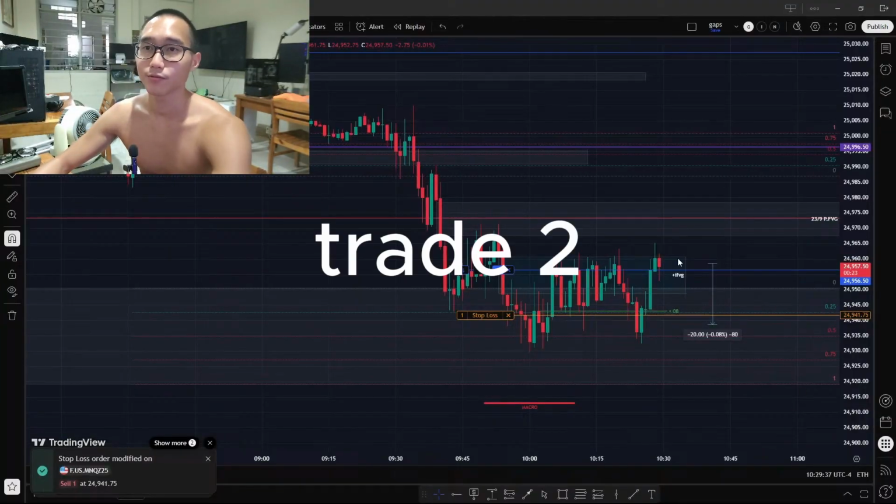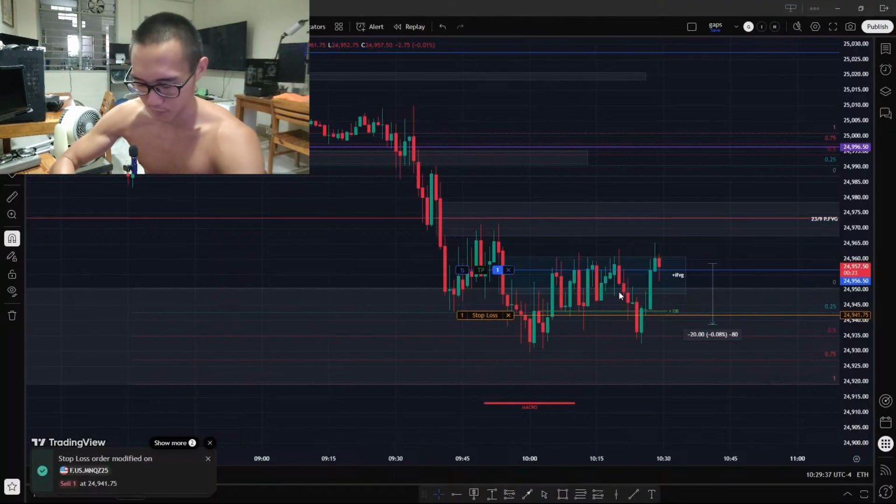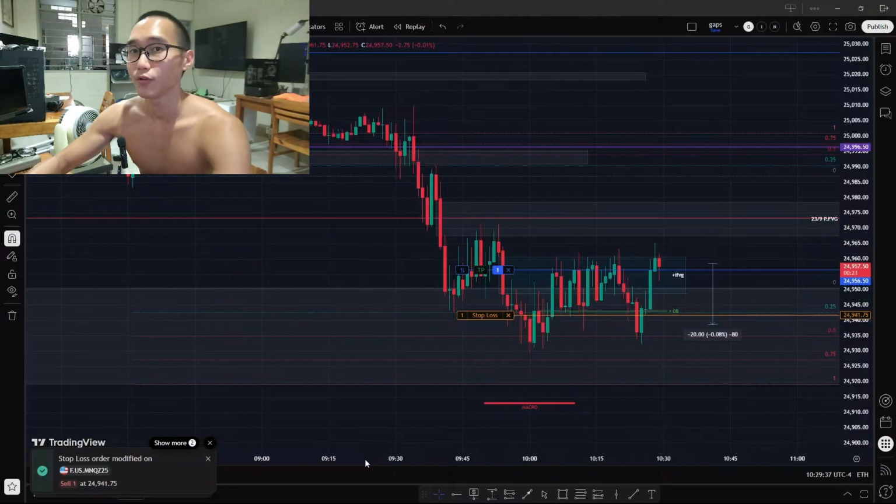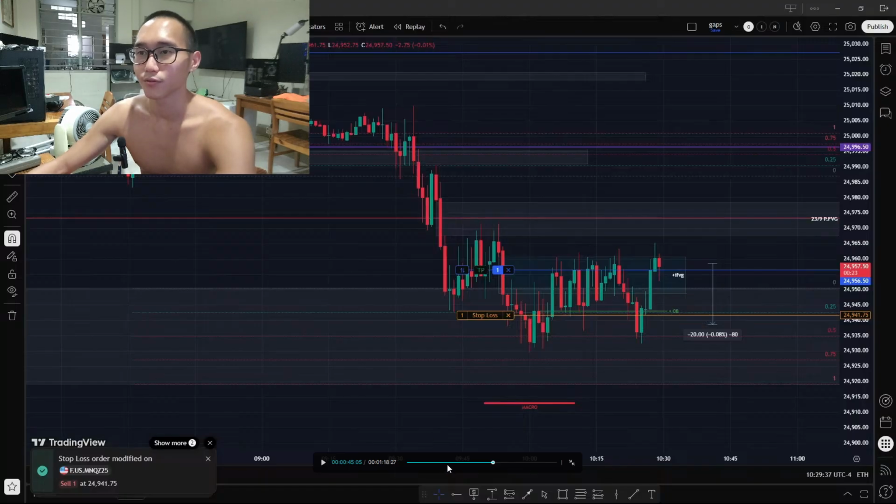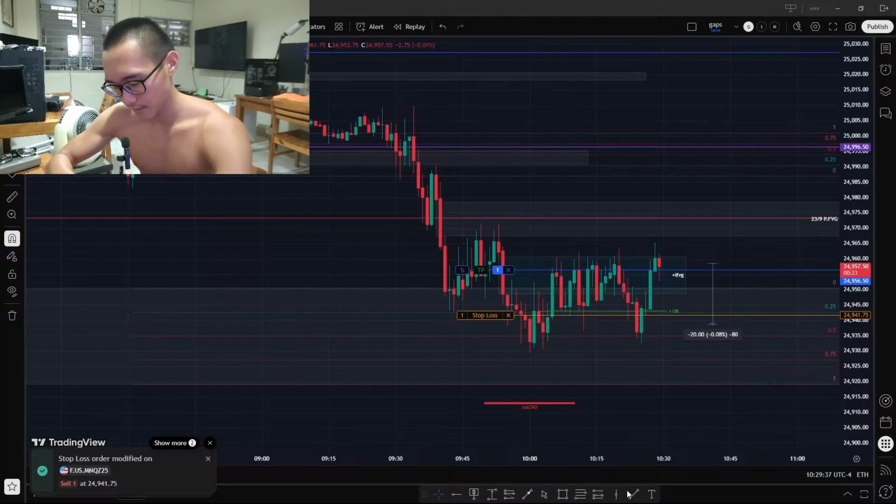Now it's 10:30. Another reason for the second trade is that the first trade had just a 10-point stop loss. My rules allow me to take 1% risk a day, so that's why I can afford this second trade.